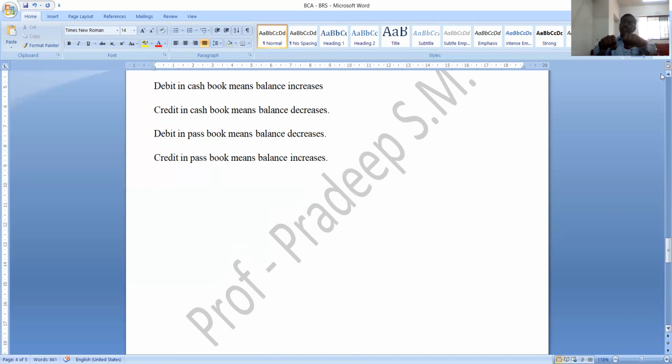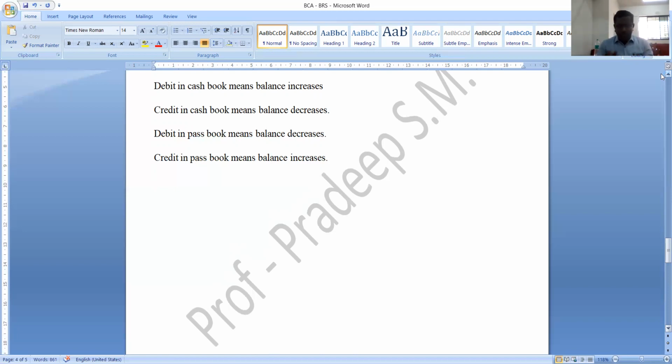So what is the logic? If only the cash book balance is increased, reduce it, you will get the passbook balance. If only the cash book balance is decreased, increase it, you will get the passbook balance. If only the passbook balance is increased, increase the cash book balance also. If only the passbook balance is decreased, reduce the cash book balance also. Understood? So it is how you need to solve problems on bank reconciliation statement. If they give the cash book balance, you need to find out the passbook balance. If they give the passbook balance, you need to find out the cash book balance.